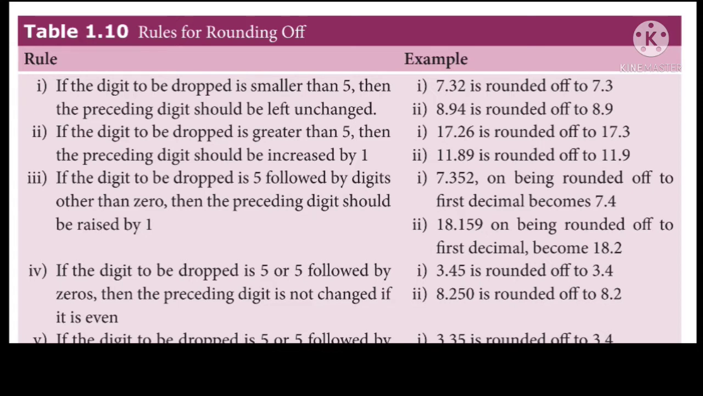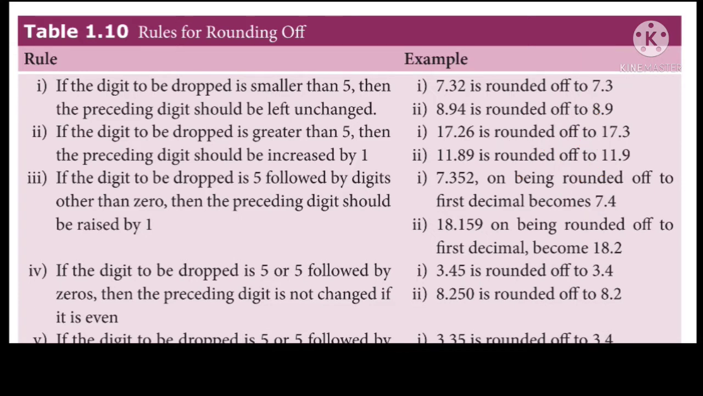7.35. In this number 7.35, we have to check the least significant figure. This least significant figure is 5, which is equal to 5. If this is equal to 5, we have to check the previous number, whether it is odd or even. If it is an odd number, that number should be increased by 1. If it is an even number, it should be written as it is. So 7.35, after rounding off, will become 7.4.